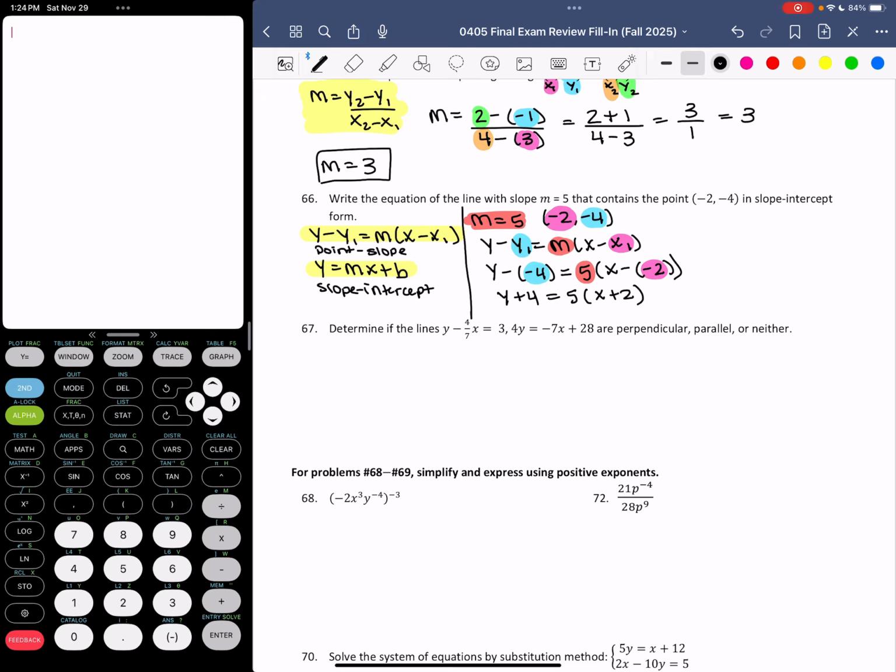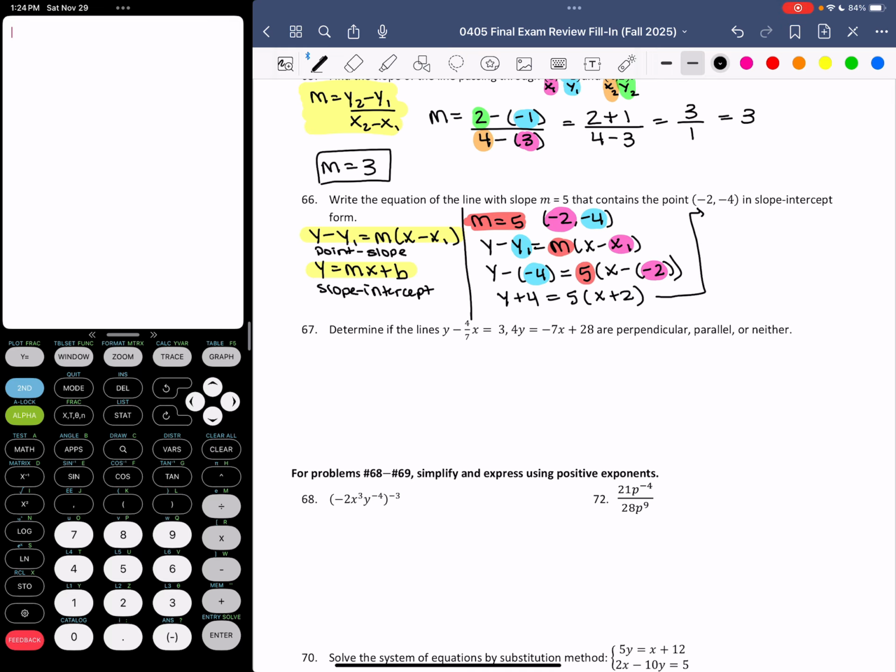Okay, and now we need to put it in the slope-intercept form. So we'll need to distribute the 5, and then we will subtract the 4 over. So I'm going to come up here and rewrite this. y plus 4 equals 5 times x plus 2. So we're going to distribute. We have y plus 4 equals 5x plus 10. Okay? Now we're going to subtract 4 on both sides. y equals 5x plus 6. 10 minus 4 is 6. There we go.